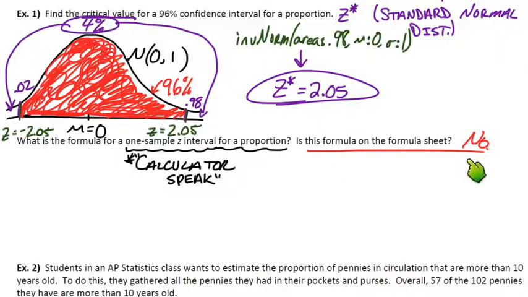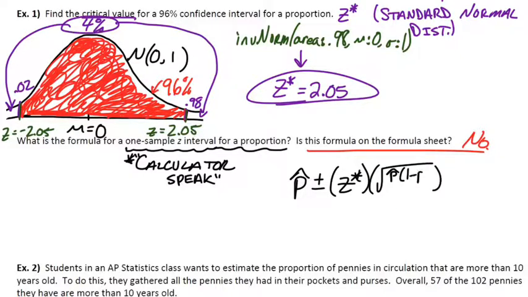Is it on the formula sheet? Yeah, we wish. We wish. It's actually not there, right? I talked about that before. They just have that really general one. This is the one that we have. P hat plus minus that critical value z star times the standard error of p hat.